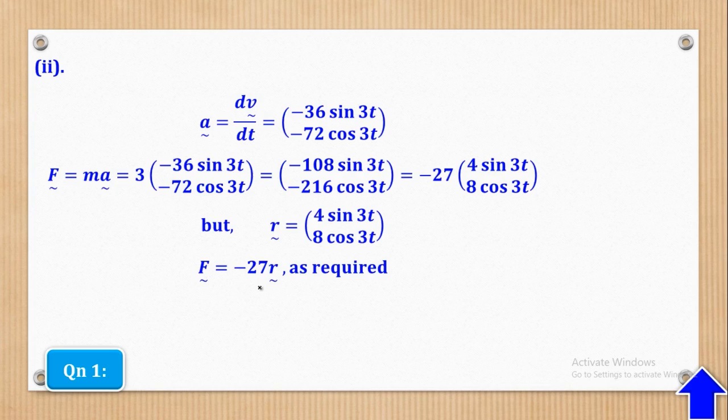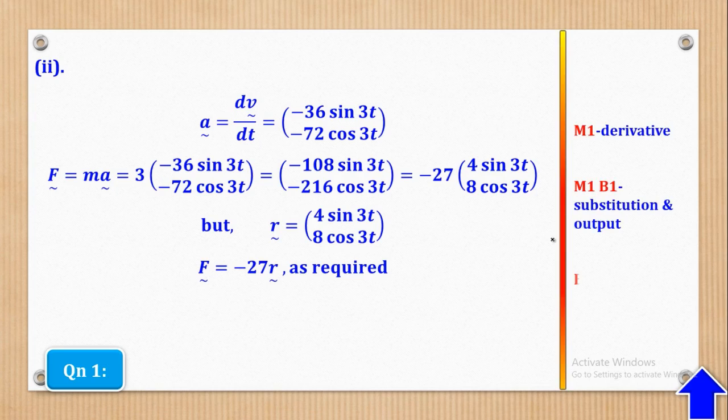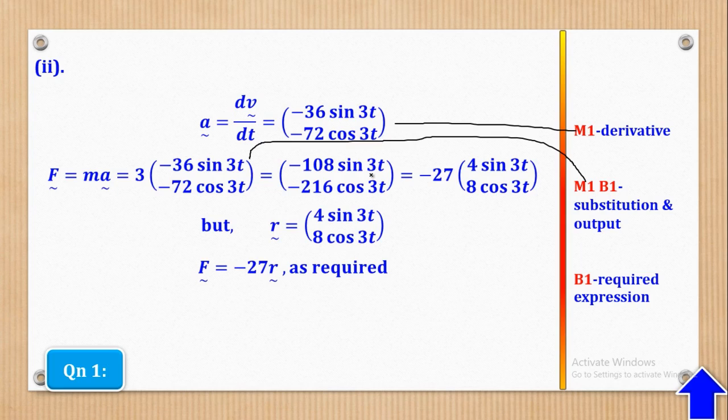So basically that's what they wanted, and let's see how marks on this slide could be awarded. M1 for the derivative here, M1 is for substitution here, and B1 is for the output, then B1 is for the required expression. So basically that's what they wanted in this question.